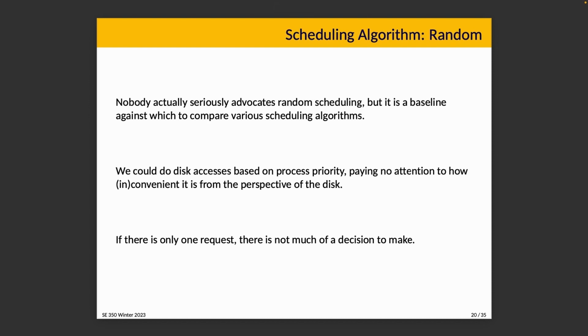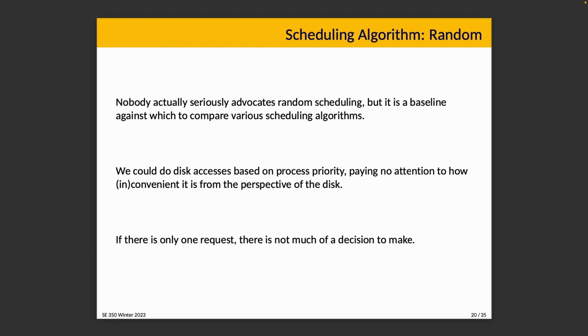Now, nobody actually seriously advocates random scheduling, but as per usual, choosing randomly is something we ought to discuss as an option, just so we have that as a baseline against which we could compare various scheduling algorithms. It's, of course, garbage. We wouldn't choose that, but if you wanted to do an analysis, then it might make sense to include it, just so you can say, all right, we've concluded it's garbage based on our facts and figures, not just based on, well, it sounds bad.